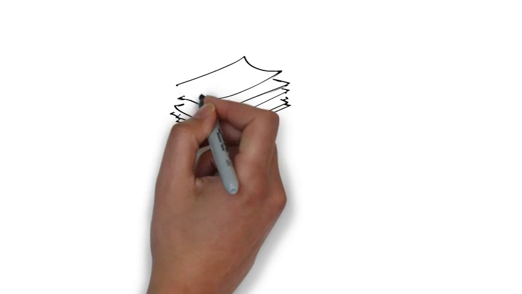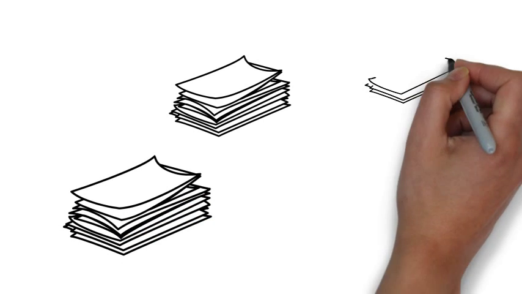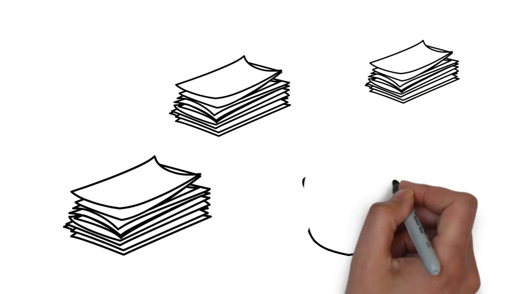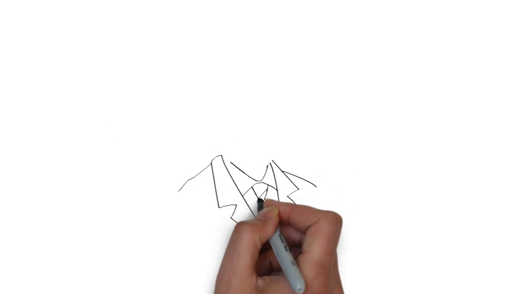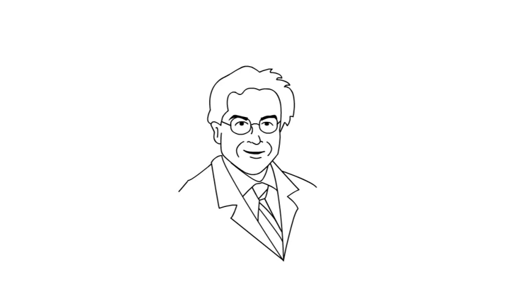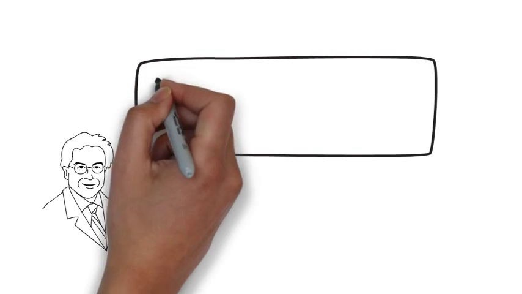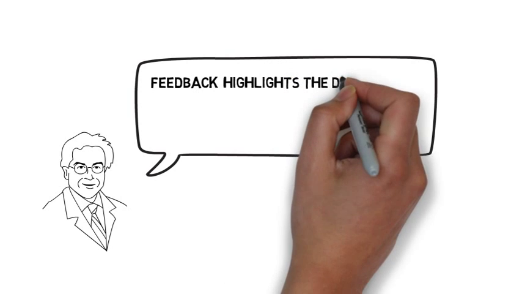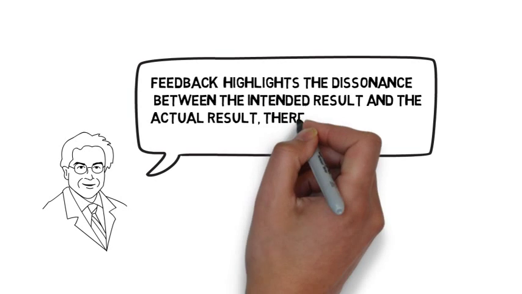Feedback in health professional education has evolved over the years. Hundreds of articles have been written about feedback and its importance in helping individuals improve their performance. Several meta-analyses have demonstrated that feedback generally improves learning. Ende, in his seminal article in 1983, described feedback as occurring when a learner is offered insight into what he or she actually did, as well as the consequences of his or her actions. Feedback highlights the dissonance or difference between the intended result and the actual result, thereby providing impetus for change.